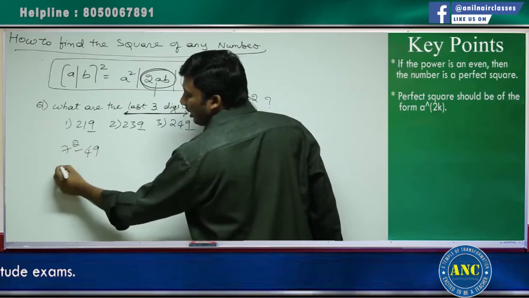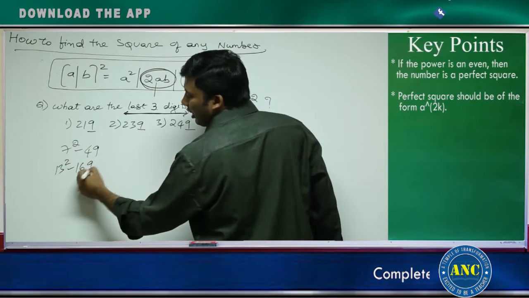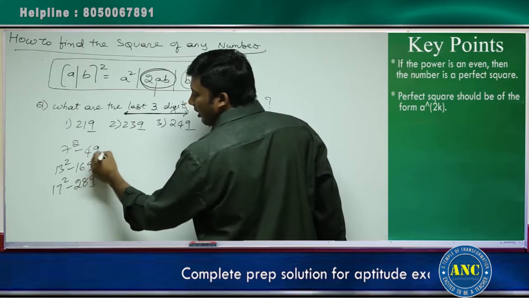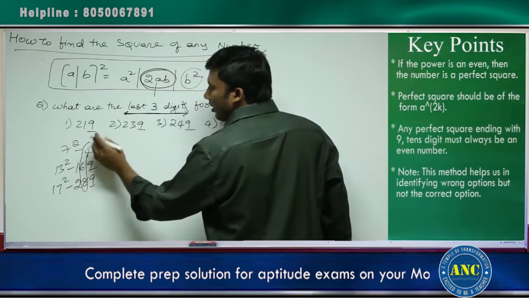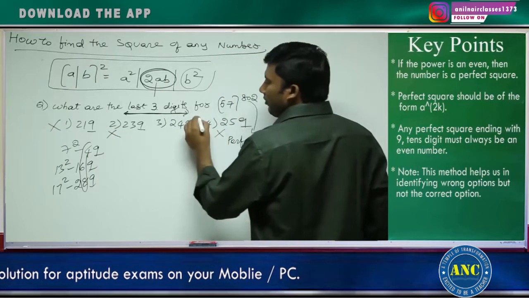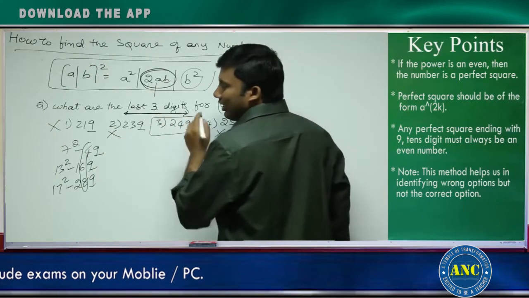7 square 49. 13 square 169. 17 square 289. Any perfect square ending with 9, tens digit should be an even number. These are odd. This is odd. This is odd. Therefore, the answer is 249.